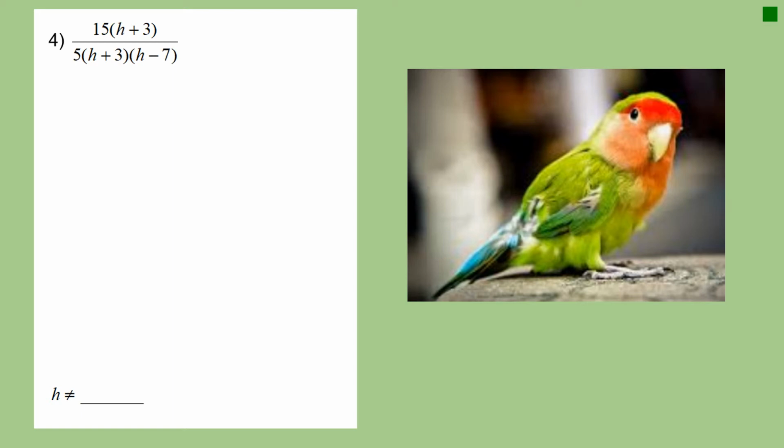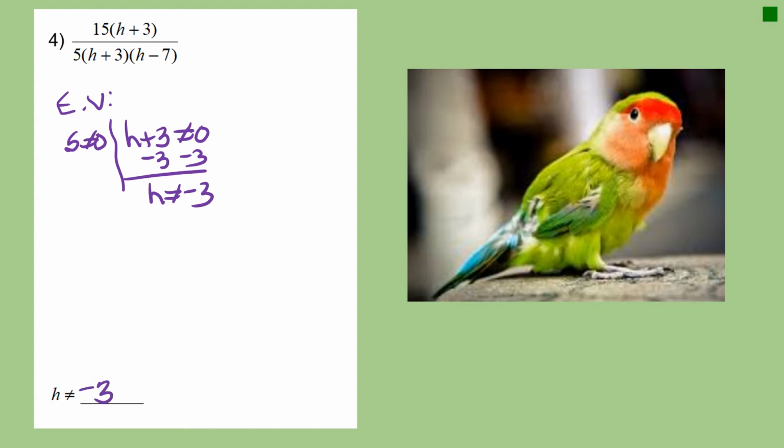All right, so let's do the excluded values. We'll call them the EV. Only looking at the bottom. First factor is 5. 5 can't equal 0. Yep, that's very true. Second factor is h plus 3. So h plus 3 can't equal 0. So h can't be negative 3.